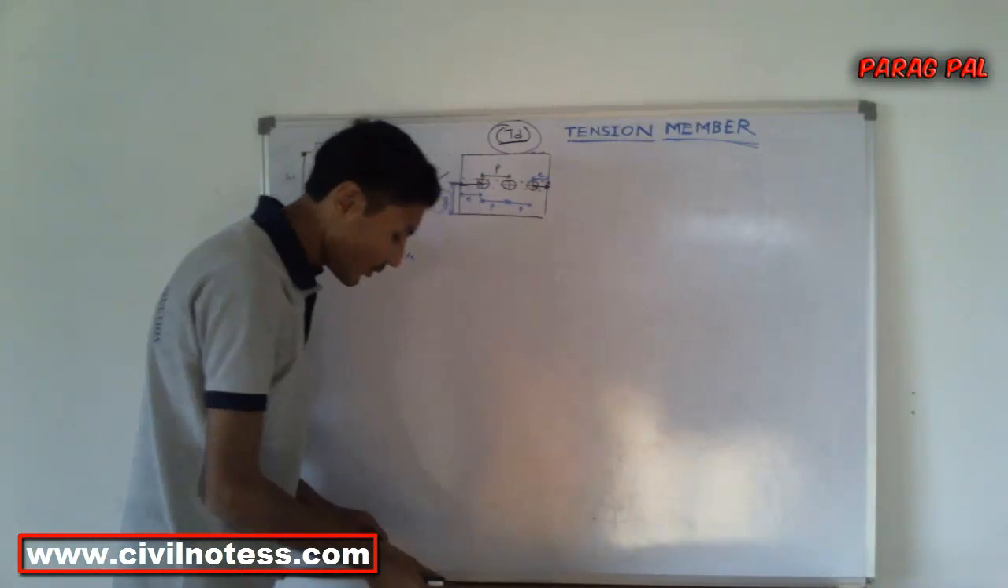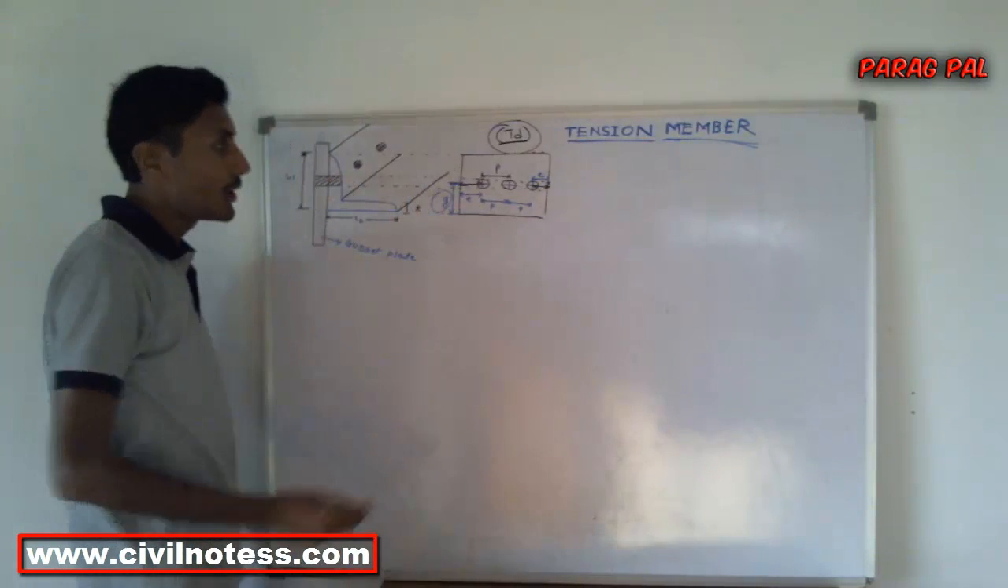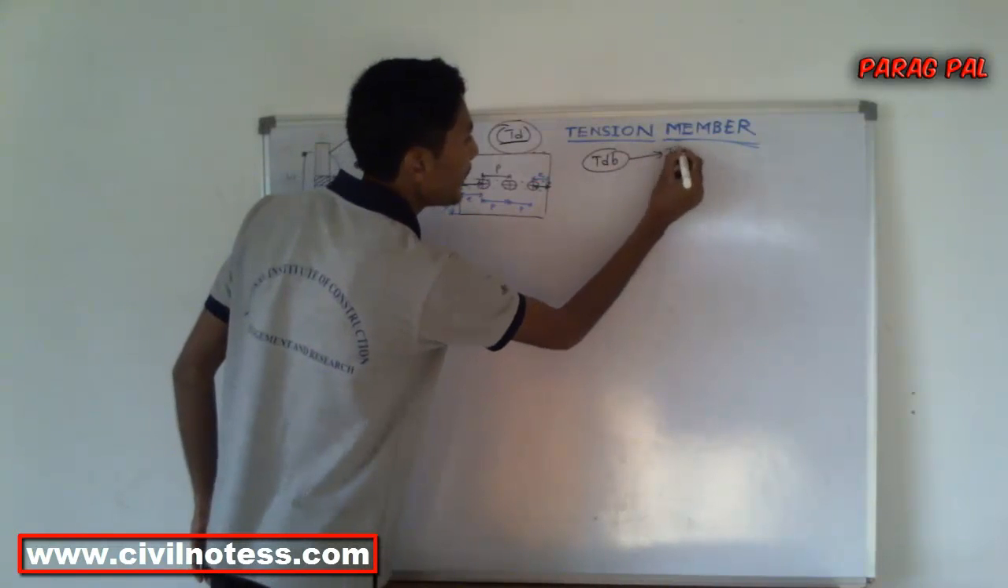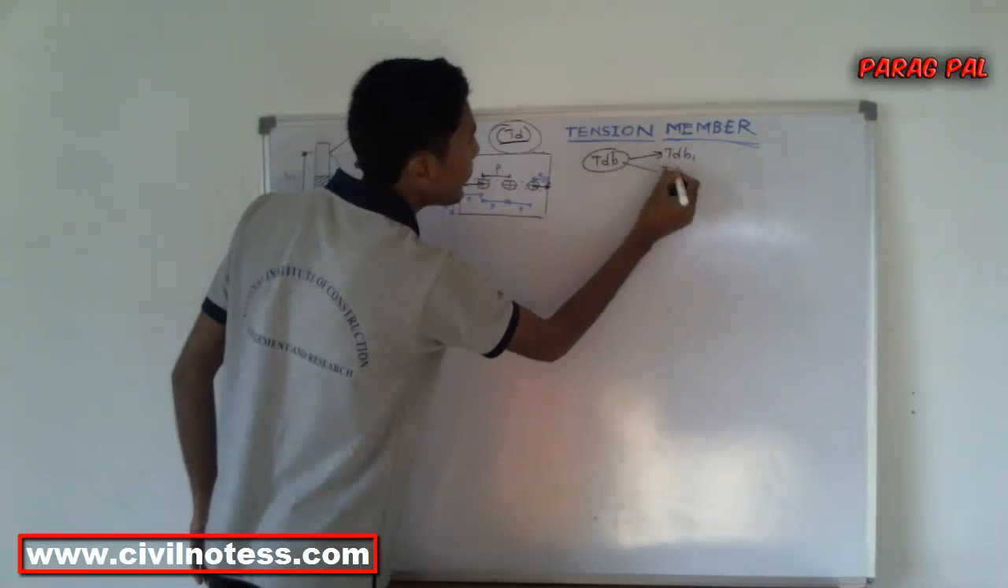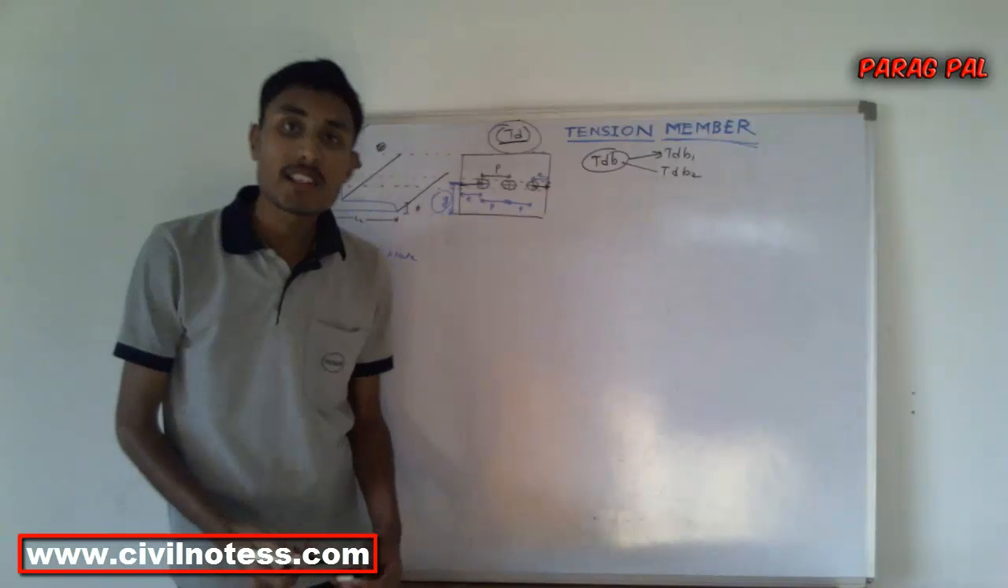Now we are going for the next calculation. As I already told you, the TDB. We have to determine TDB1 and TDB2. For TDB1 and TDB2, I will take it in my next lecture.